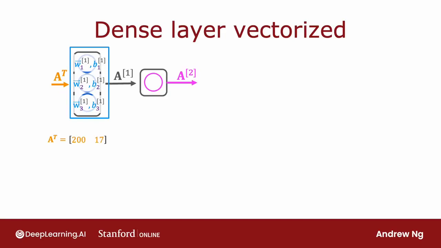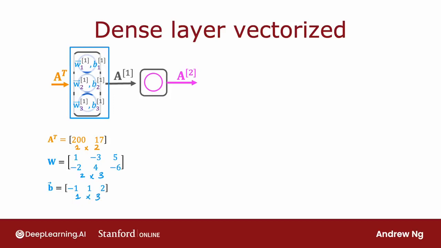I'm going to set A transpose to be equal to the input feature values 200, 17. So these are just the usual input feature values, 200 degrees, roasting coffee for 17 minutes. So this is a 1x2 matrix, and I'm going to take the parameters W1, W2, and W3 and stack them in columns like this to form this matrix capital W. And the values B1, B2, B3, I'm going to put into a 1x3 matrix, that is this matrix B, as follows.